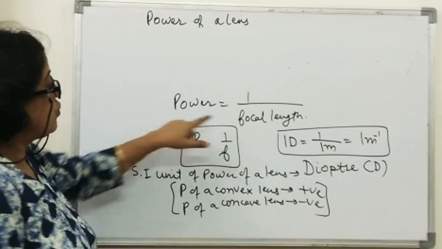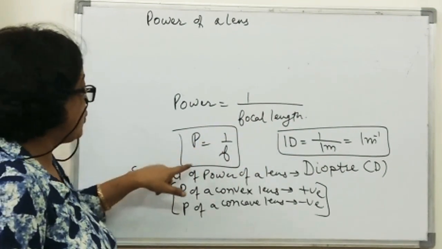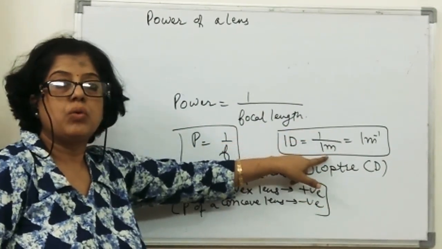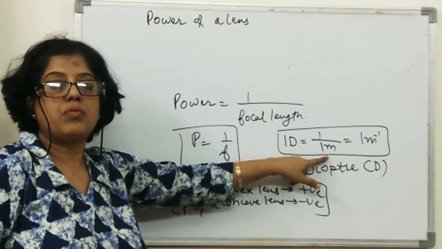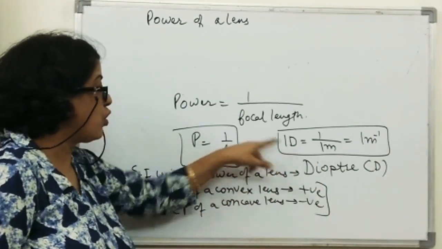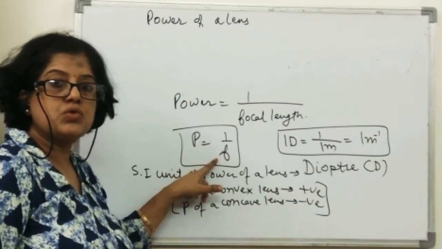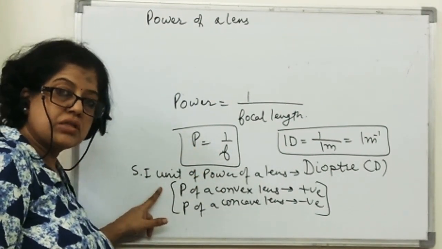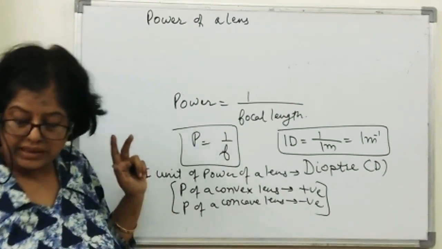Fine. So power is equal to 1 by focal length. SI unit of power is diopter. 1 diopter is 1 by meter, or 1 meter inverse. That means focal length should always be written in meters while we are calculating power of lens in diopters. Power of a convex lens is positive. Power of a concave lens is always negative.